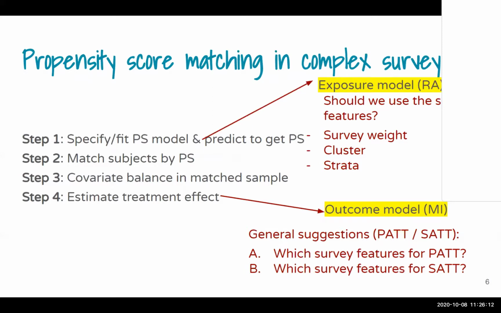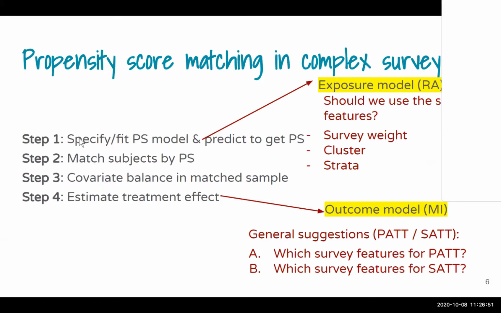There are 4 different steps. I'm not even talking about complex survey data. I'm talking about basic propensity score analysis. There are 4 different steps of propensity score analysis. And the first step is that we specify a propensity score model. And what is this propensity score model? A propensity score model where your outcome is the exposure, and then you have all of the covariates. So we specify that model, we fit that model, we get a prediction from that model.